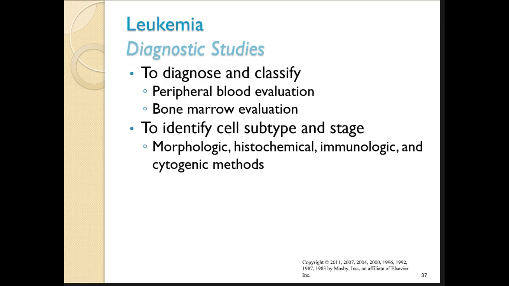Other studies, such as a lumbar puncture and a CT scan, can detect leukemic cells outside of the blood and the bone marrow. The malignant cells in most patients with leukemia have specific cytogenetic abnormalities that are associated with distinct subsets of the disease. These abnormalities have diagnostic, prognostic, and therapeutic importance.